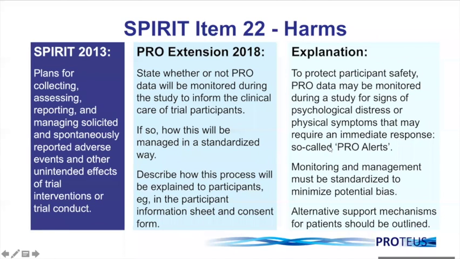Now, the explanation around this relates to patient safety and participant safety, because PRO data may be monitored during a study for signs of psychological distress or physical symptoms that may require an immediate response. These are sometimes called PRO alerts. And it's very important to monitor and manage these in a standardized way to minimize potential bias. And also alternative support mechanisms for patients should be outlined if explicit monitoring is not going to be used.